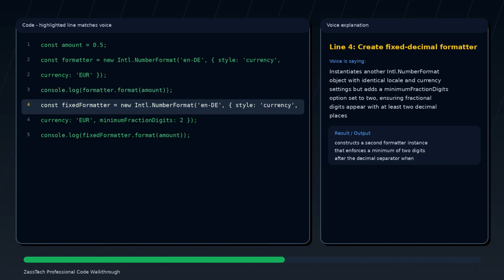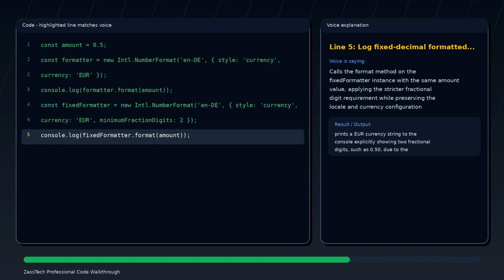Instantiates another international number format object with identical locale and currency settings, but adds a minimumFractionDigits option set to 2, ensuring fractional digits appear with at least 2 decimal places. Calls the format method on the fixedFormatter instance with the same amount value, applying the stricter fractional digit requirement while preserving the locale and currency configuration.